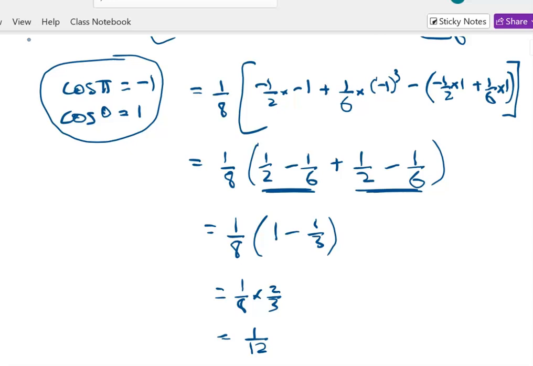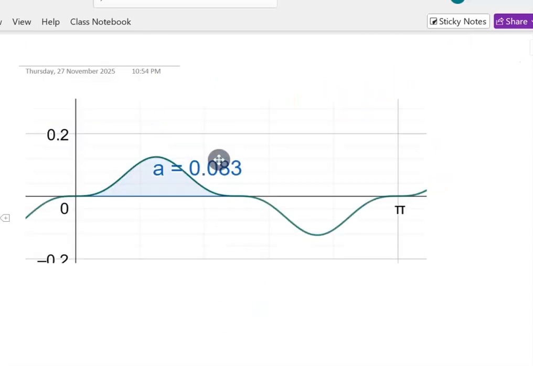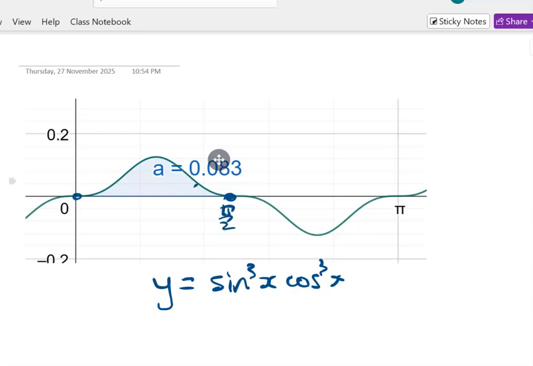Now I've got that done in GeoGebra. I'm going to show you that graph now. So this is just a screenshot, but this is the function y is equal to sine cubed x cos cubed x, and you can see that we want the integral between 0 and pi on 2, and it does indeed equal 1/12.